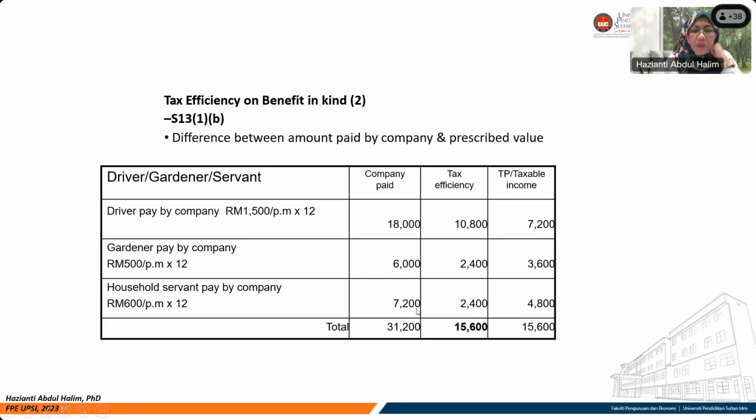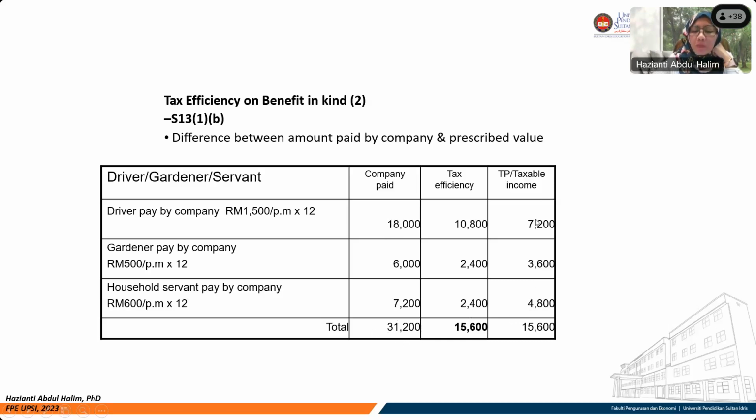Household servant paid by company pun sama juga, 4,800. Kalau company tu bayarkan, you just guna the service je. You tak payah claim balik lah. Maknanya the company settle everything. So the taxable income would be 15,600. Rather than you bayarkan and you claim from the company. You bayar driver, you bayar gardener, you bayar servant and you claim from the company. Because when you want to claim, you have to claim whatever amount that you paid kan. So you will be taxed at 31,200.